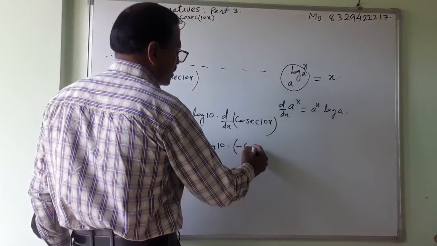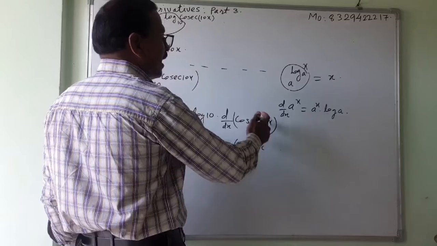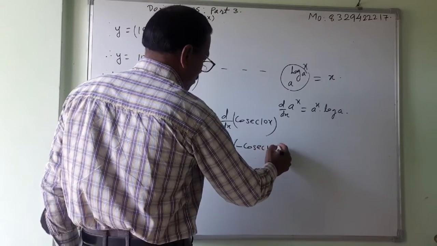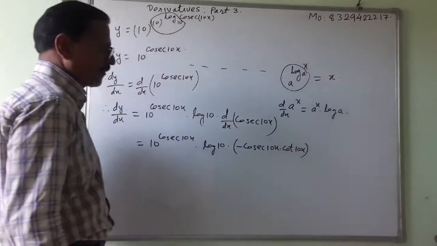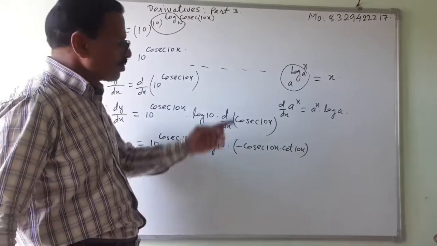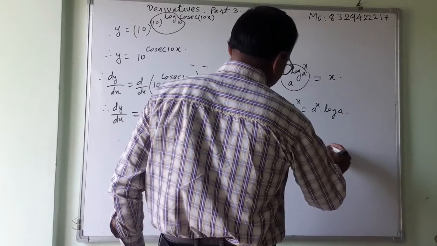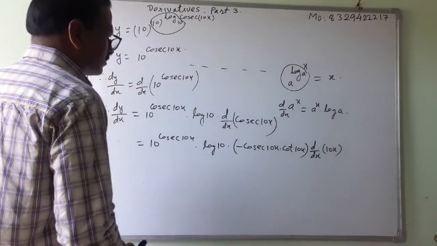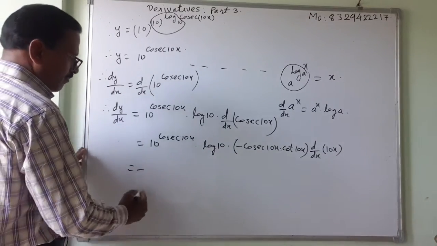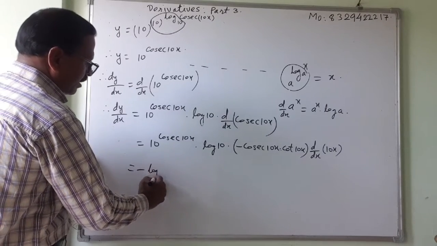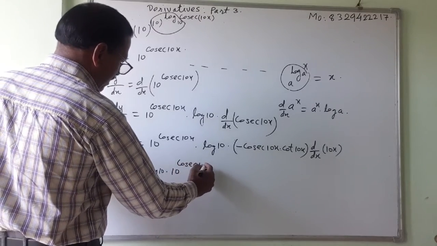So minus cosec x into cot, cosec angle is 10x. Cosec 10x into cot of 10x. Angle is 10x. It is not x. So I have to multiply once again by the derivative of 10x, into d by dx of 10x. So that is equal to, this minus sign I will take out, minus, this log 10 I will write here, log 10 into 10 raised to cosec of 10x.